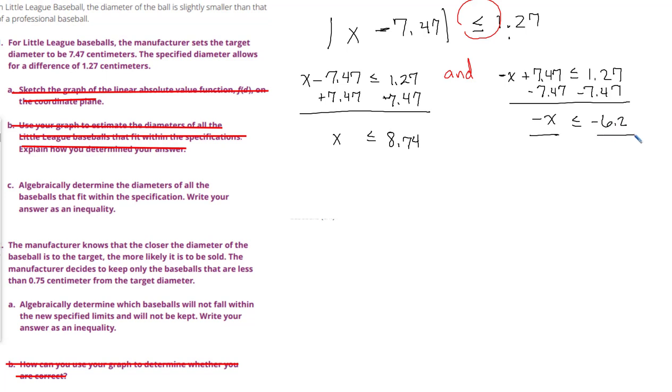Now we need to divide both sides by -1. And when you divide by a negative, not only does it change the sign on the other side, but it also changes your inequality symbol. And so we now have x is greater than or equal to a positive 6.2.